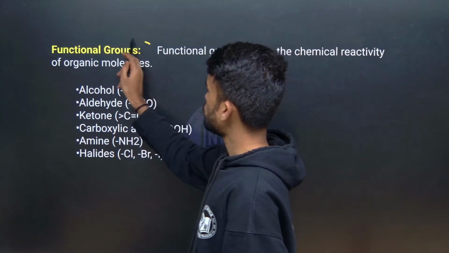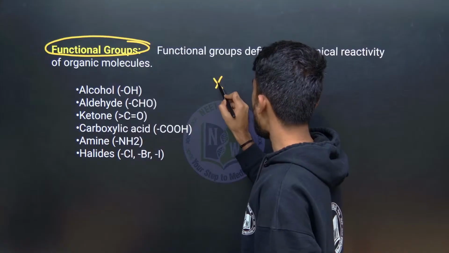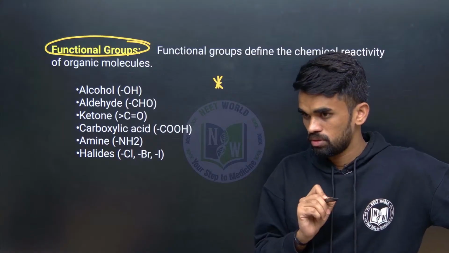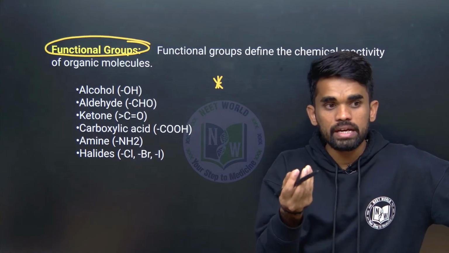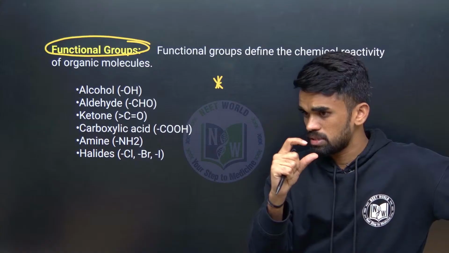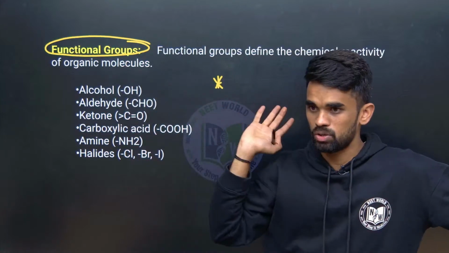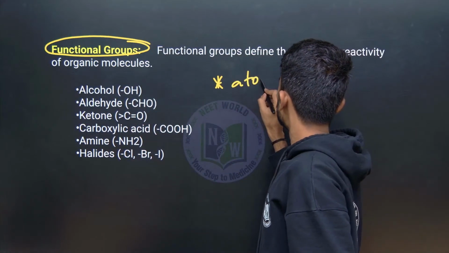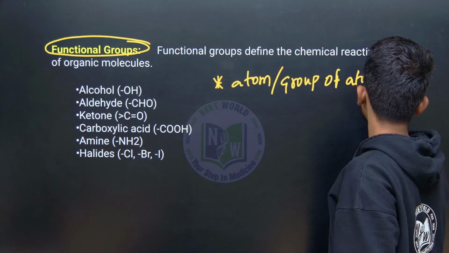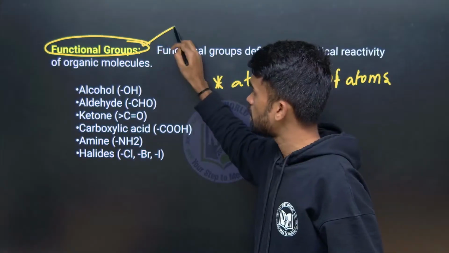Next, what about functional groups? So functional group means it is an atom or group of atoms which describes the chemical property of that particular compound. If I give one organic compound, its chemical properties are described by a group of atoms or a single atom that can be considered the functional group of that particular molecule, okay.